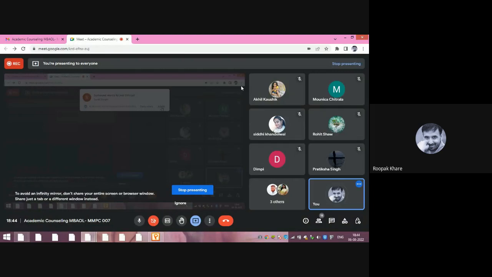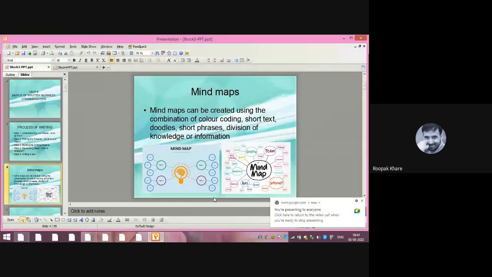I'm sorry. Okay, so in the form of a pictographical representation, it helps you plan your communication better. So what are mind maps? Mind maps can be created using a combination of color coding, short text, doodles, short phrases, and division of knowledge or information into small pieces. Now, a mind map is an informal way of jotting it down, right? It is not a part of your formal communication, but it helps you plan your formal communication better, right?